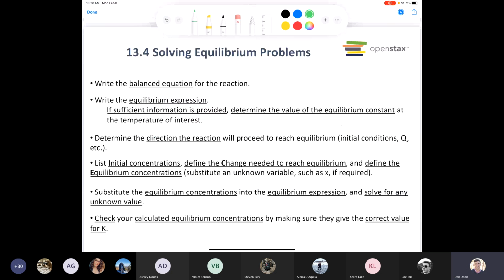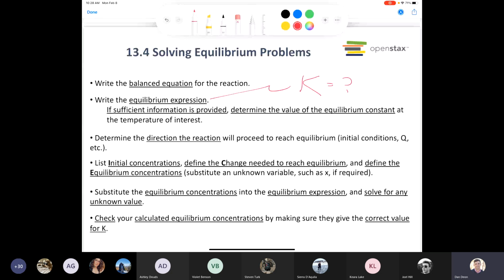Then you write the equilibrium expression, so you come up with a big K. If sufficient information is provided, determine the value of the equilibrium constant at the temperature of interest. So if you've got enough information, you figure out what K is equal to. And then you're going to determine which direction my equilibrium is going to go. Is it going to go to the left or to the right?